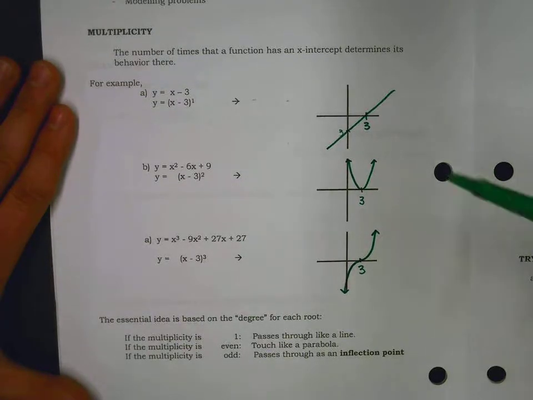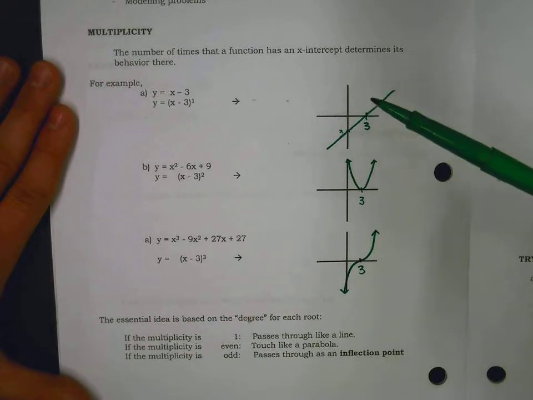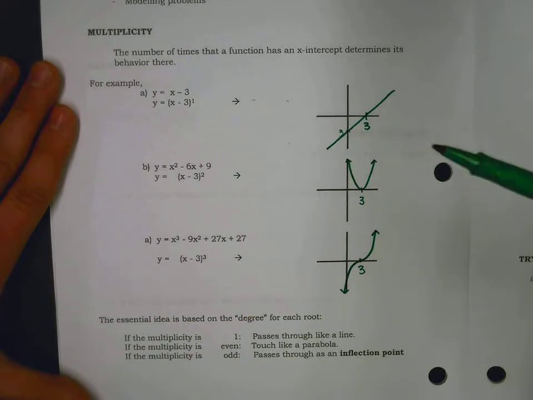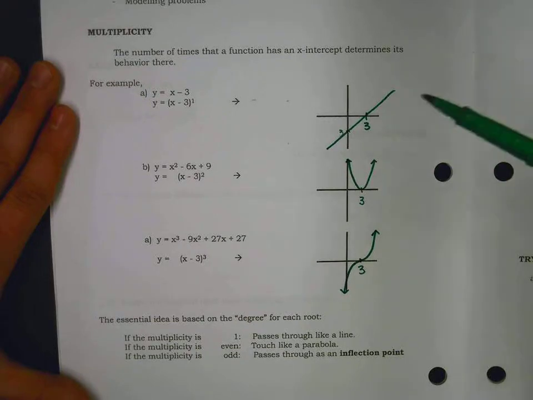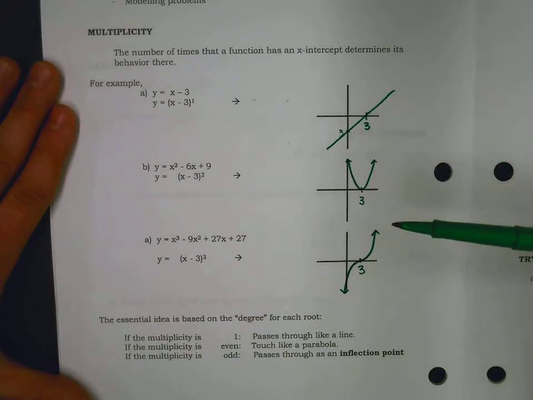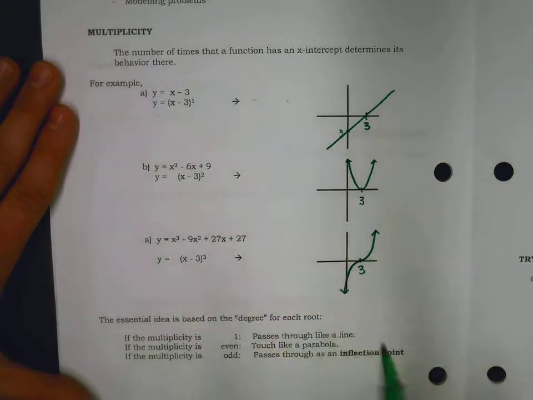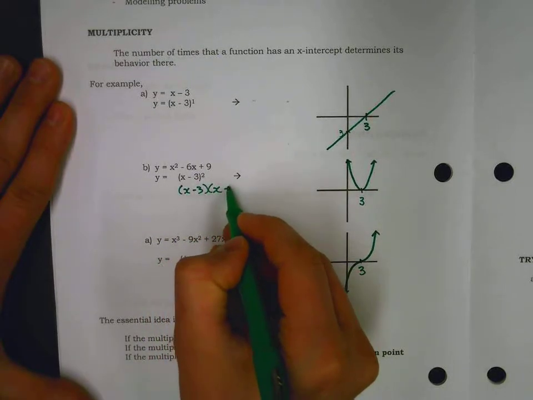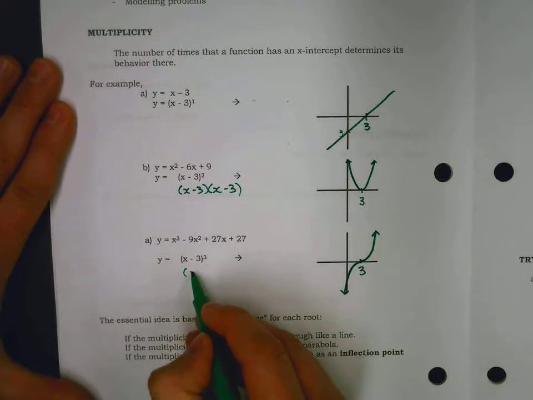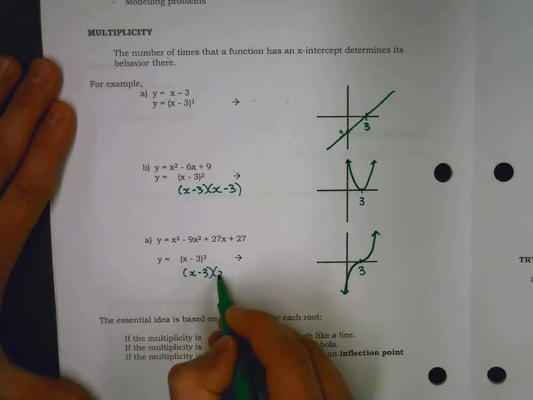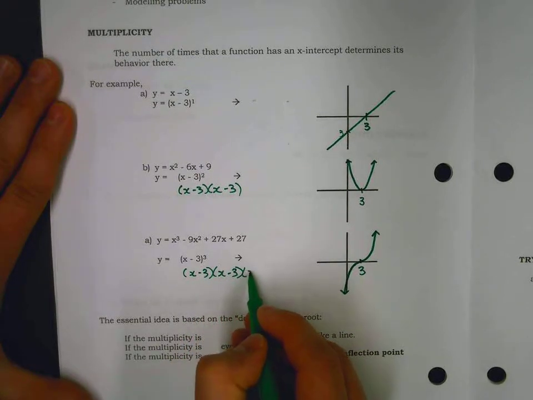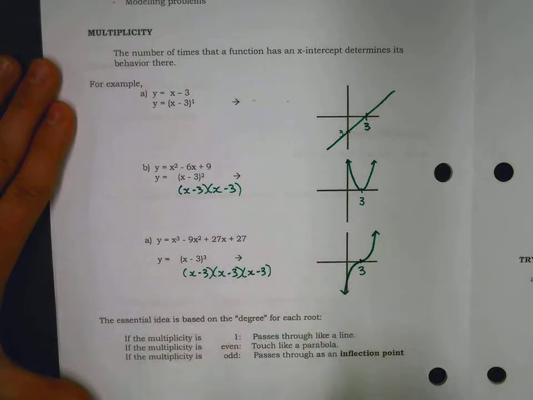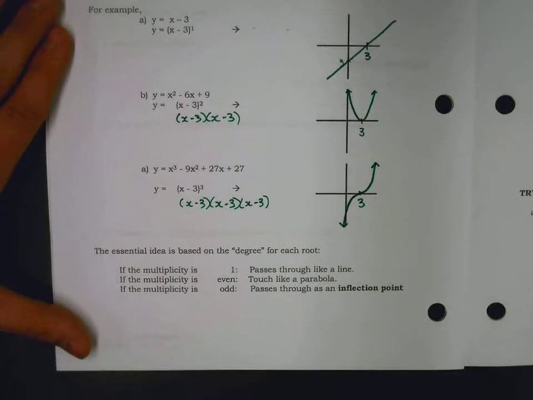So the word multiplicity is again talking about the power on the binomial, the number of x-intercepts that it has. So this is 1 x minus 3. This is 2 x-intercepts at the same location. This is 3 x-intercepts at the same location. So the number of times that a function has that x-intercept determines its behavior there. And there are only 3 cases.